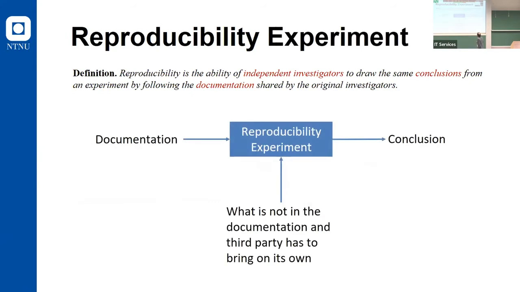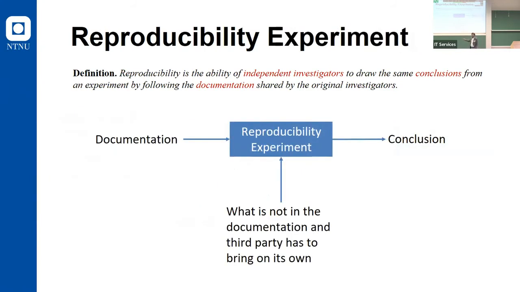Okay, so it's important to understand that a reproducibility experiment is very different from the initial experiment done by the original investigators, okay? They had to go through this whole process of the scientific method in order to get to something. But if I want to reproduce, I just read the documentation. And then I have to add something that's not in the documentation. Then I can do the reproducibility experiment and I'll get a conclusion. And based on whether it's the same as you had, I might have to update my belief.